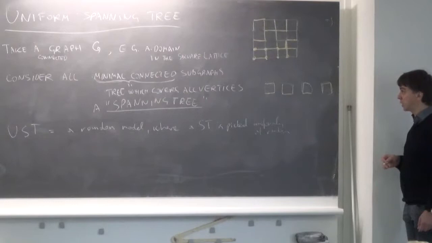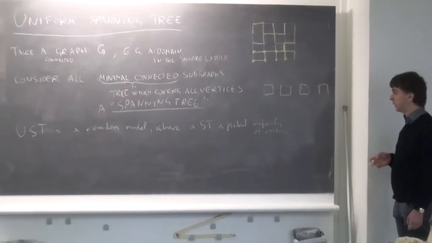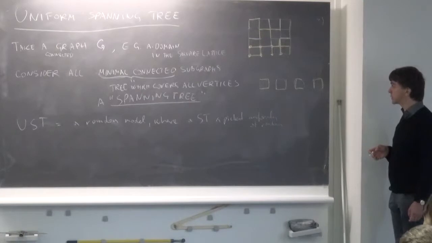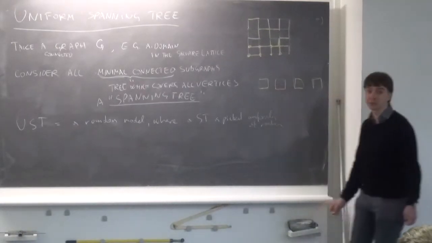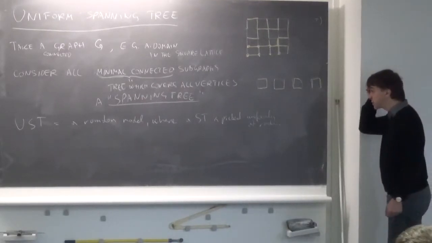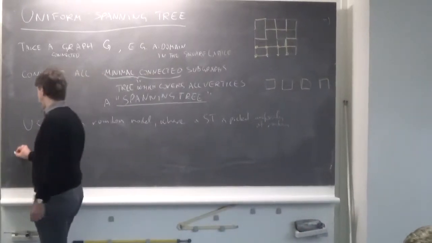Obviously one can do non-uniform things. The most usual thing people do is assign some weights to edges and weight each tree by the product of weights of its edges. So there are several remarks which I want to make.